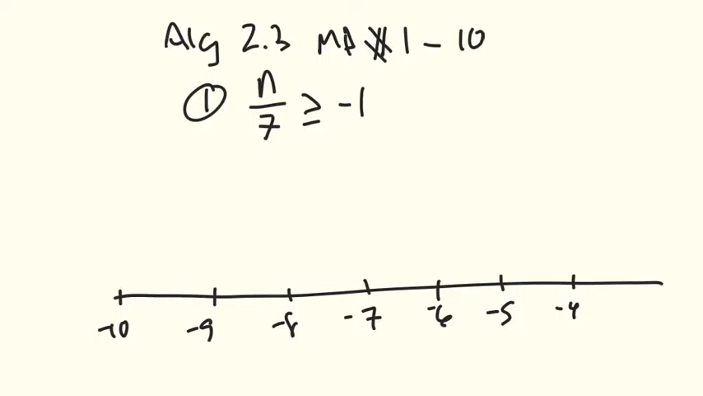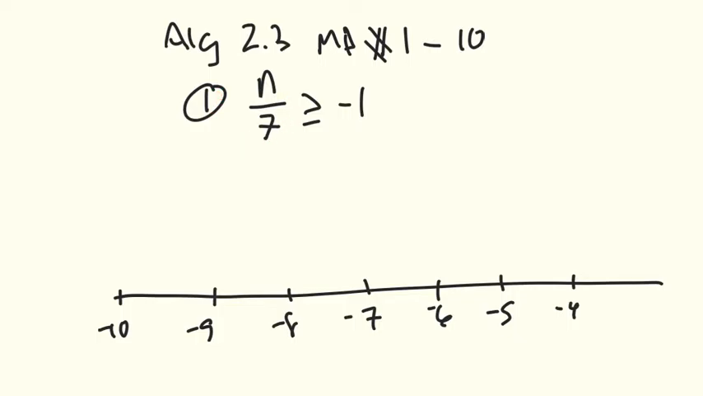Alrighty, we've got Algebra 2.3 monitoring progress, numbers 1 through 10. Here we're again solving inequalities and graphing their solutions. This time we're using multiplication and division, whereas last time we were using addition and subtraction. Again, it's pretty much just like solving equations, but with a little bit of a twist when we're multiplying and dividing, which we'll see in a moment.